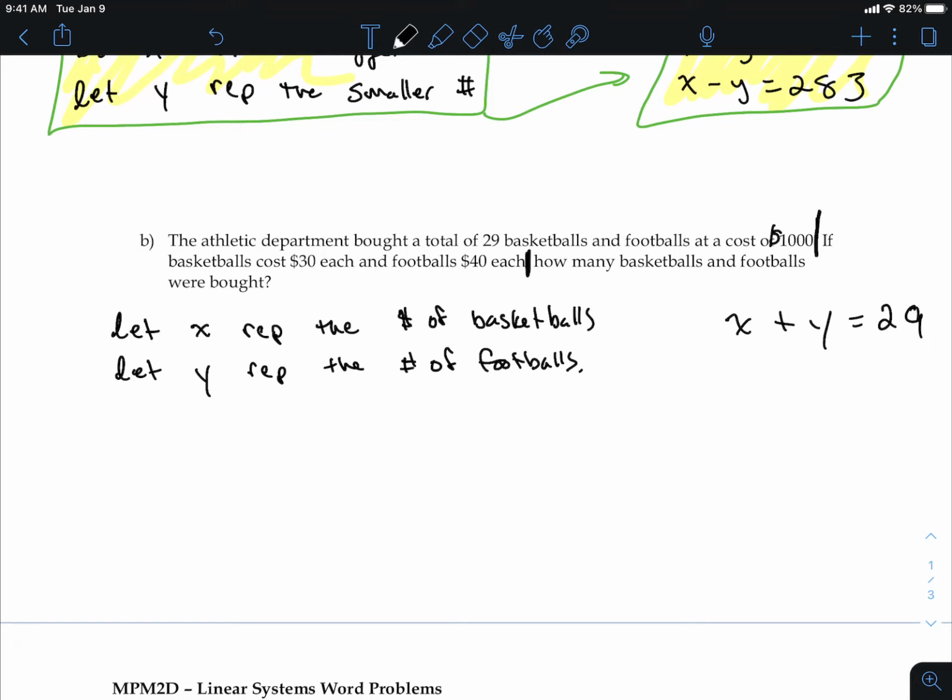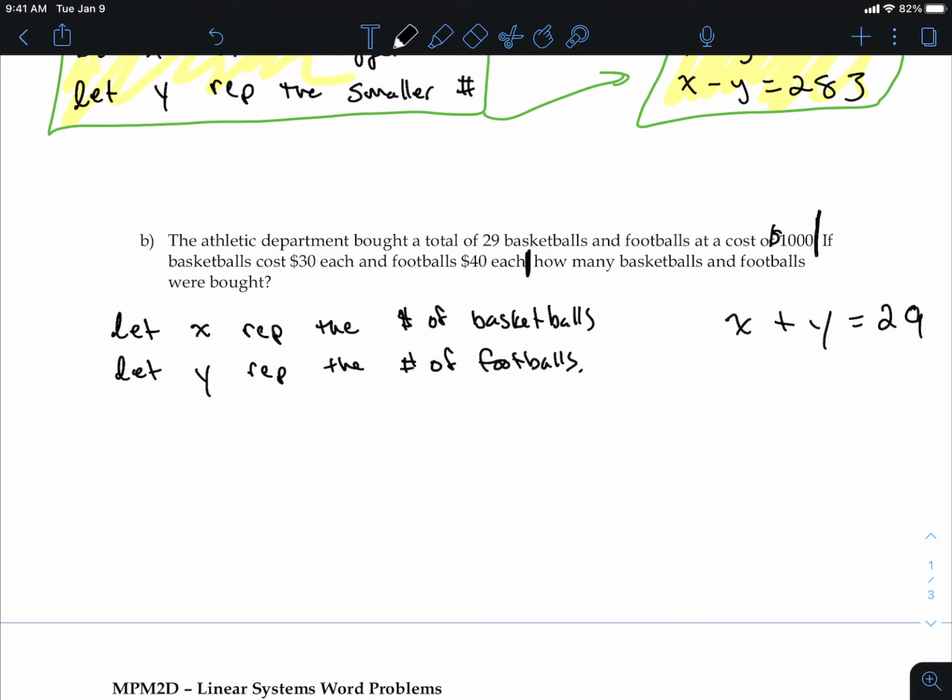Okay. So obviously you can buy 29, or it tells you you can buy 29. How many of each kind depends on something else, the price. But you know that when you add the number of basketballs that you bought and the number of footballs that you bought, it has to equal 29. Right? So that's that equation. The second one starts to incorporate the price, is what I was trying to get at.